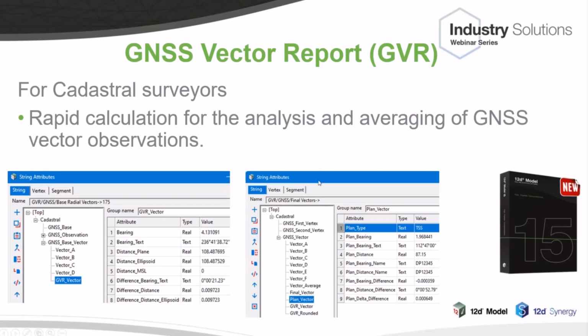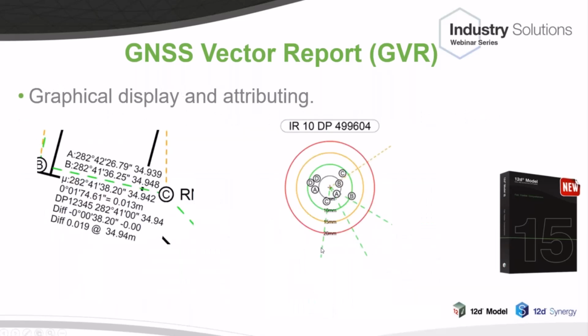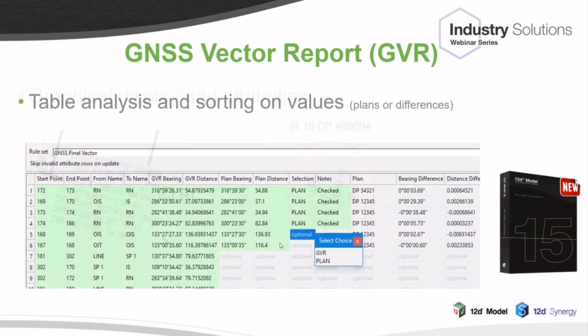So it allows you to pick the things you want to accumulate, which ones you want to use to get your final vector. It's got graphical display and attributing. You can show the accuracy and all of the information about each one, so you can decide what you're going to use. There's a table analysis and sorting of the values and other things there, again, to look at the data.